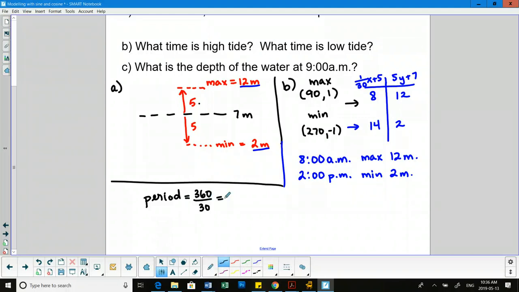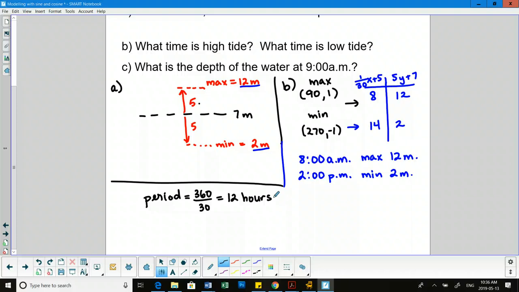So 360 divided by 30, what is that? What's our period here? So it's 12 hours. Meaning every 12 hours we're back at the same tide height. It's going to happen twice.